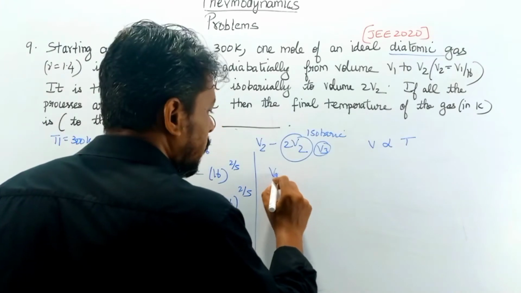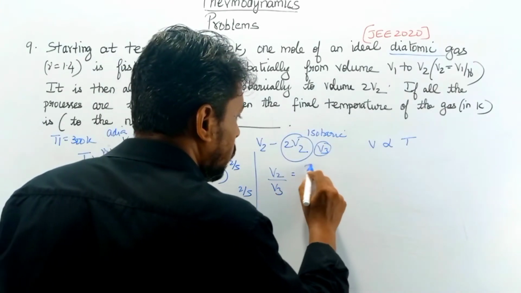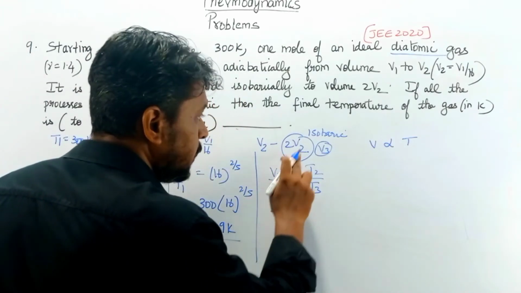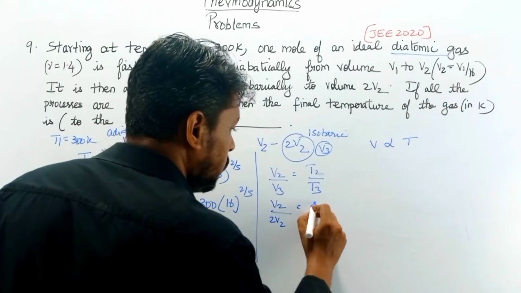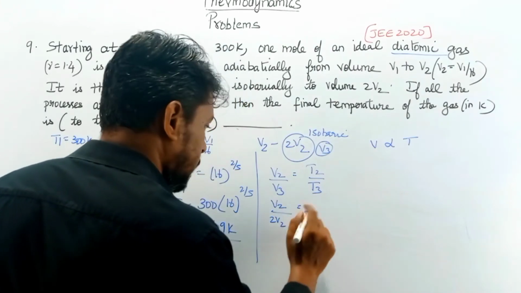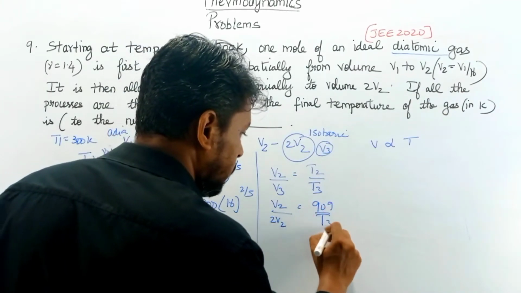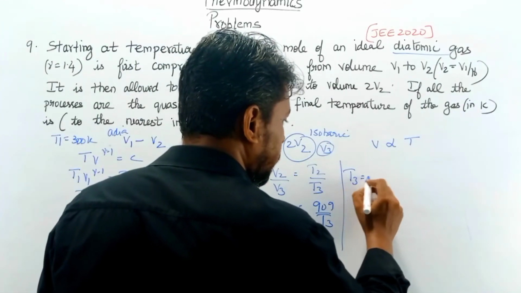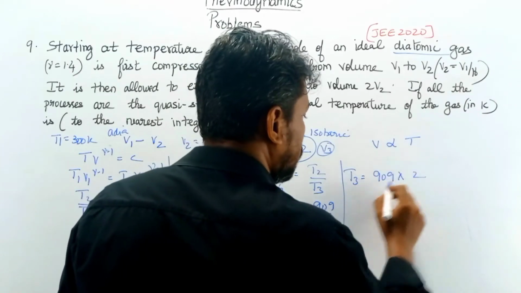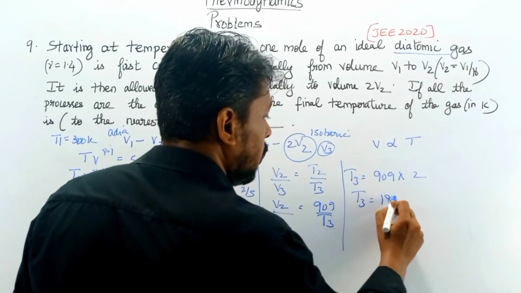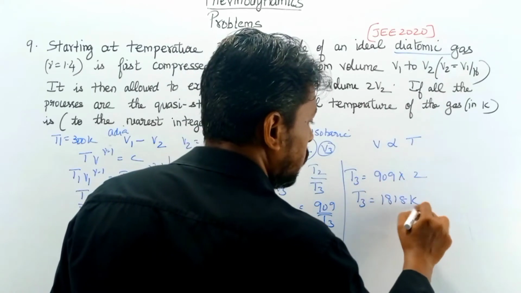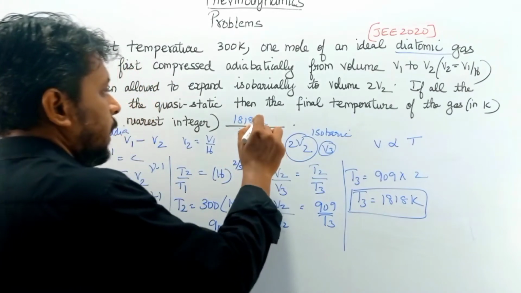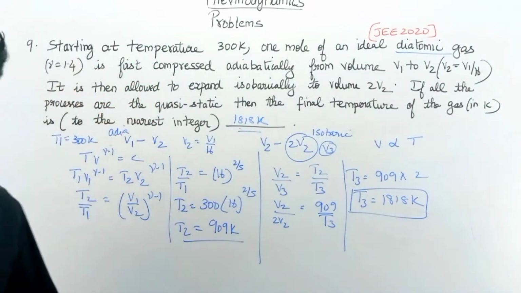So directly proportional, V2 by V3 is equal to T2 by T3. You know that V2 by V3 is V2 by 2V2, which is equal to, what is the value of T2? We have got 909 by T3. So when you cross multiply, T3 will be equal to 909 into 2, which is 1818 Kelvin. So here the answer is 1818 Kelvin. This is the final temperature of the gas achieved.